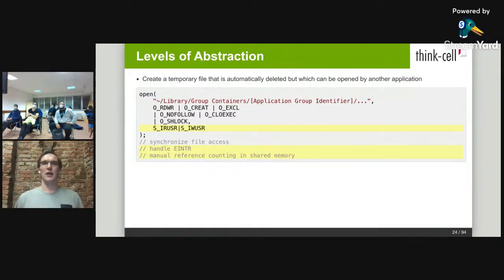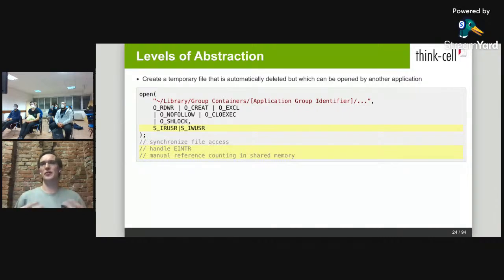That could work. Maybe we say, well, that's not robust enough for us. If one of the participating processes crashes, then it will not decrement the reference count to a file, and we will never delete the file. Oh, and because I framed the question the way it is, you cannot do the typical Unix trick to create a temporary file and delete it right away, because then another application cannot open it using the file path. So we have to do something else.